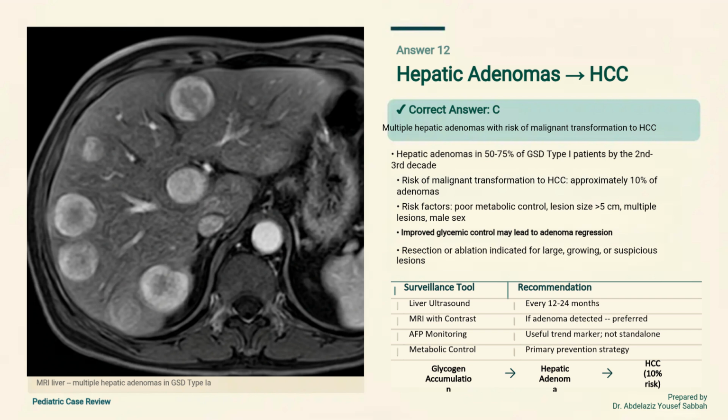Risk factors include poor metabolic control, a lesion size greater than 5 centimeters, multiple lesions, and male sex. Improved glycemic control may lead to adenoma regression, while resection or ablation is indicated for large, growing, or suspicious lesions. Surveillance combines liver ultrasound every 12 to 24 months, magnetic resonance imaging with contrast if an adenoma is detected, alpha-fetoprotein as a trend marker, and good metabolic control as the primary prevention strategy.